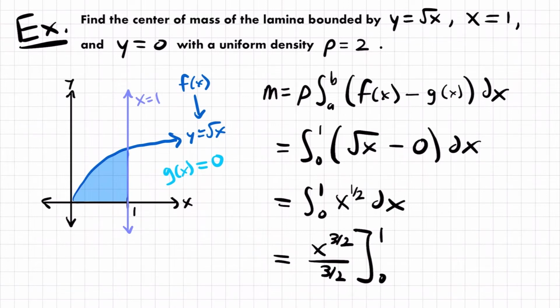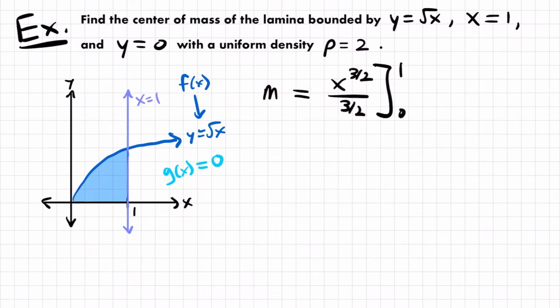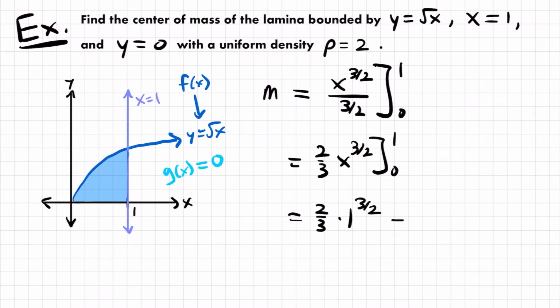And so if I clean up my work here, remember that dividing by a fraction is the same as multiplying by the reciprocal of that fraction. And so this will be equal to 2/3 times x to the 3/2 power evaluated from 0 to 1. And so now we can evaluate this at 1 and subtract the evaluation at 0. So this will be equal to 2/3 times 1 to the 3/2 power minus 0, because if you plug 0 into this expression, you're just going to get 0. Okay, and so this is equal to 2/3 times 1, because 1 to the power of anything is just 1, and so this is equal to 2/3. The mass of our lamina is equal to 2/3.